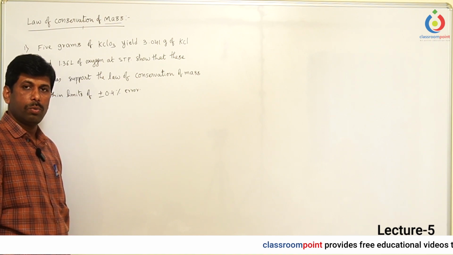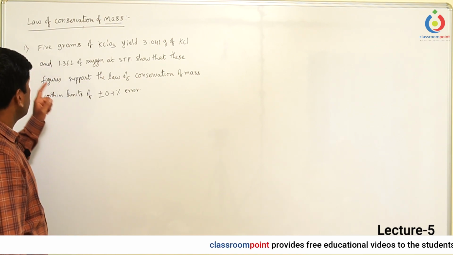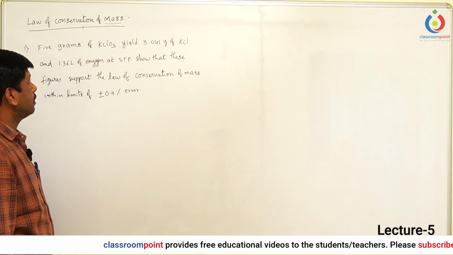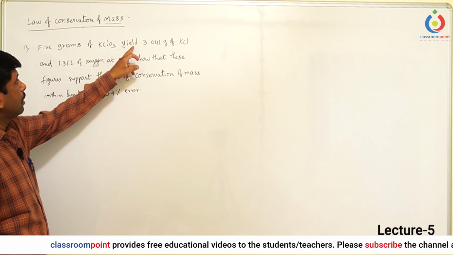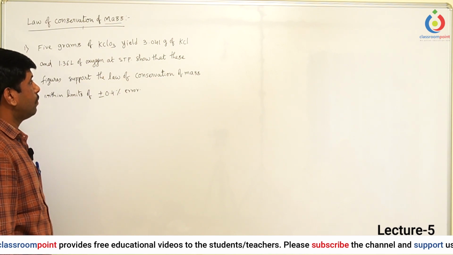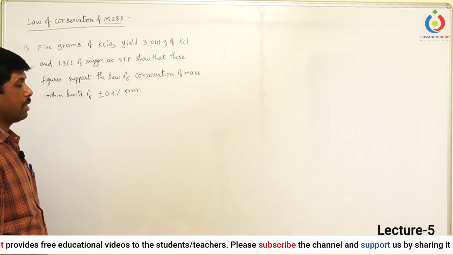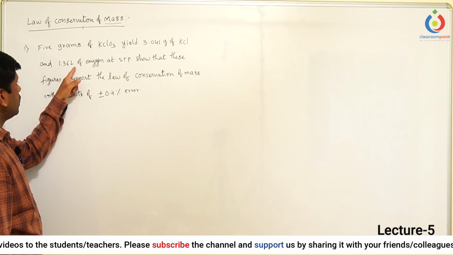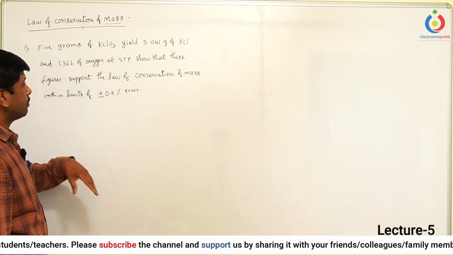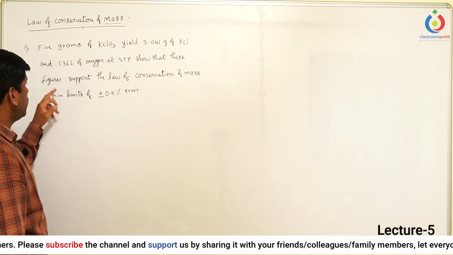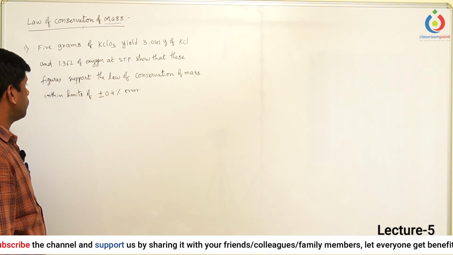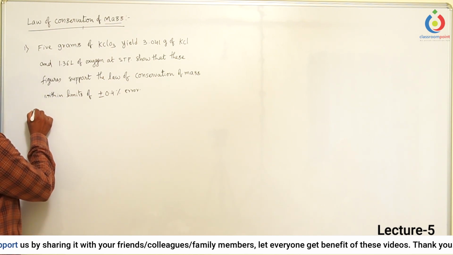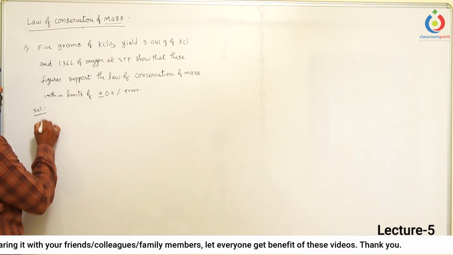So let us try to solve one question. The given question is: 5 grams of potassium chlorate, KClO3, yield 3.041 grams of KCl and 1.36 liters of oxygen at STP. Show that these figures support the law of conservation of mass within limits of plus or minus 0.4% error. So let us try to solve this question.